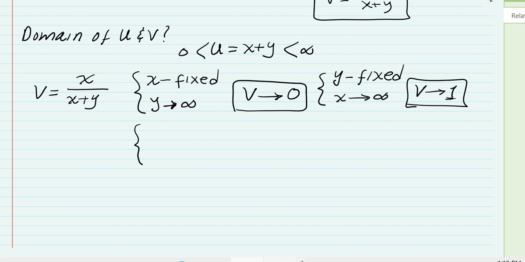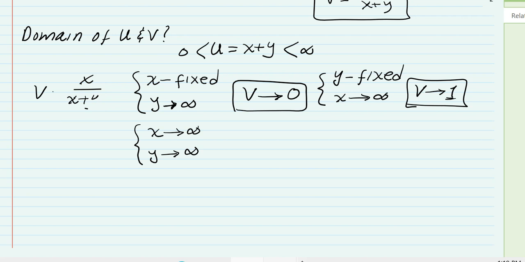To address that question, I'm going to let x approach infinity and y approach infinity, both of those. Now, as x and y approach infinity, clearly the denominator is bigger than the numerator. We can see that.